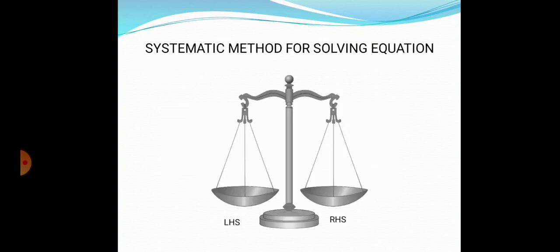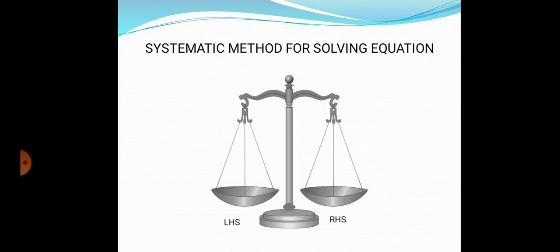Now let us see the next method, which is called a systematic method for solving an equation. As you see here, we compare an equation with a balance. If equal weights are put into the two pans, we find that the two pans remain in balance. The LHS and RHS will remain equal. If we remove equal weights from the two pans, the two pans remain in balance. If you remove one value from RHS and LHS, then also they will remain the same. So we can find the solution by adding, subtracting, multiplying or dividing equal amounts on both the pans to keep them in balance.